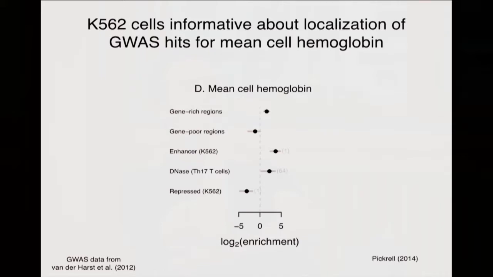So again, we've learned something. If we didn't know anything about hemoglobin, we've learned that K562 cells are a potentially relevant cell type if we were interested in the biology.